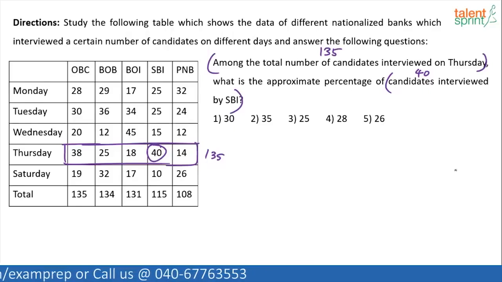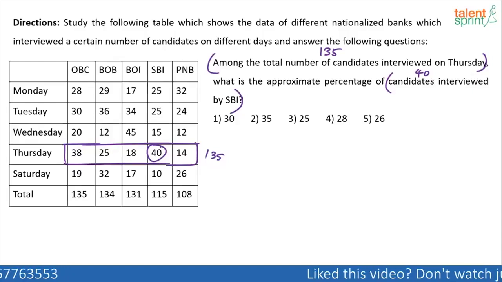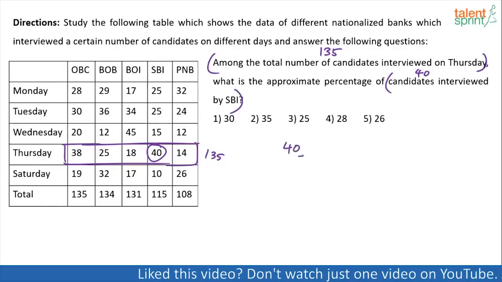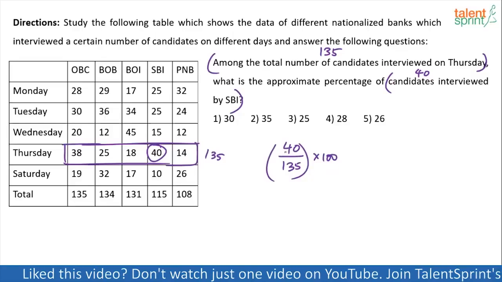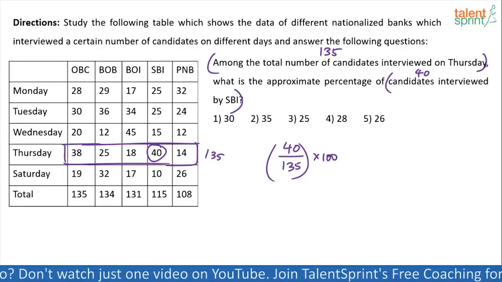40? So 40 is what percentage of 135? You're getting it? Similar again, x is what percent of y? X by y into 100, right? So here this time it should be 40 by 135 into 100. Very simple again. Don't do cancellation, 5 into 8, 5 into 27. That's a waste of time.